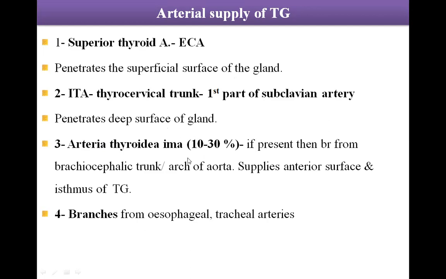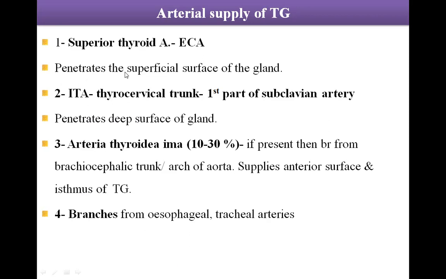Arteria thyroidea ima, which is present in 10 to 30% of cases, when present, is a branch from either the brachiocephalic trunk or the arch of aorta. It supplies the anterior surface and the isthmus of the thyroid gland. So sometimes you can see the arteria thyroidea ima, and when it is present, it is a branch from the brachiocephalic trunk or the arch of aorta, and there are a few branches from the esophageal and the tracheal arteries.